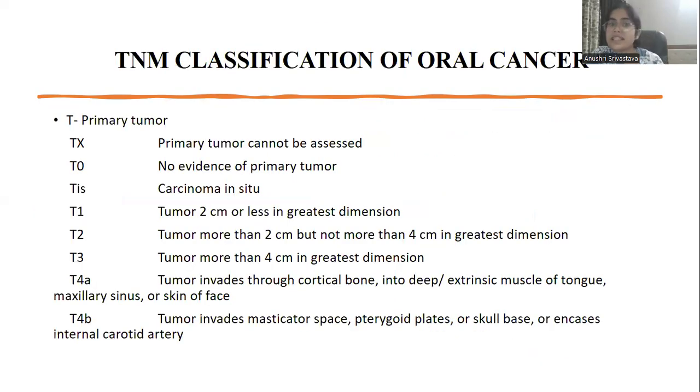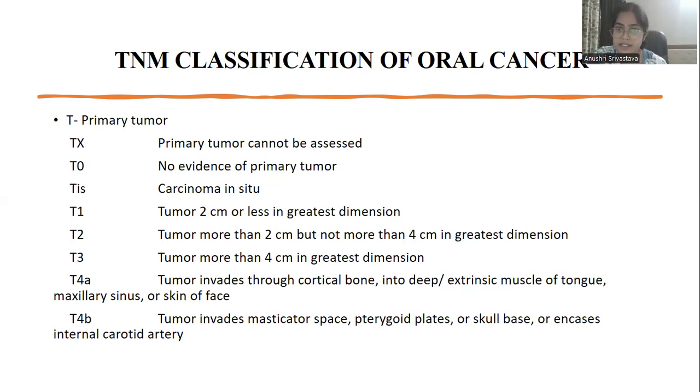So what is the TNM classification of oral cancer? Whenever we are studying any type of cancer, we are classifying the cancer into the TNM classification. So what is TNM? T stands for tumor, N stands for node, and M stands for metastasis. Every cancer has a TNM classification. If you have not read the TNM classification for cancer, go and read about it, because it is very necessary. Okay, so T is for primary tumor.